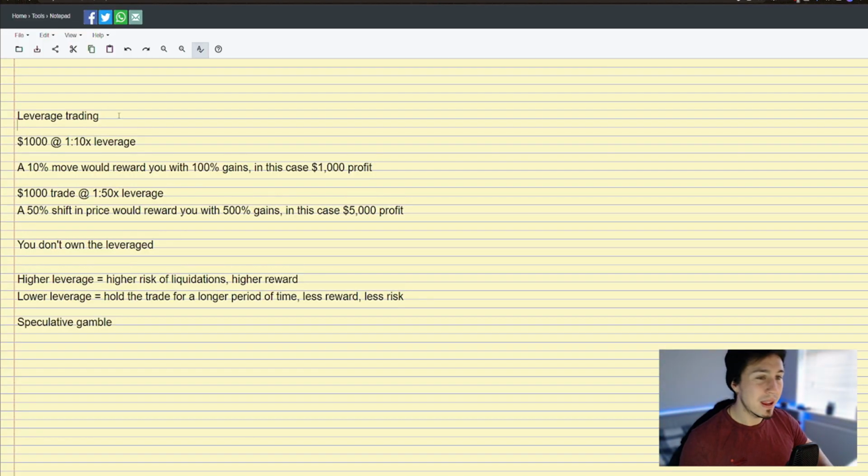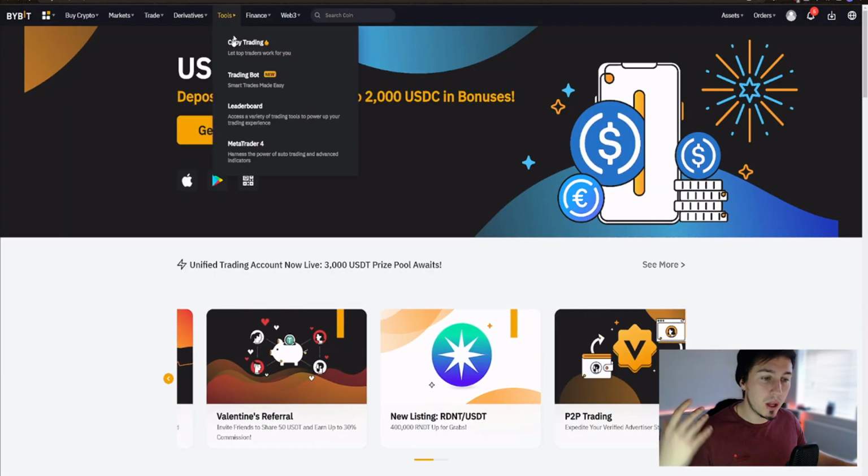Well, for example, leverage trading with $1,000 at a 10x leverage, a 10% move in the price would reward you with 100% gains. So in this case, you'd actually get $1,000 profit for that particular move, which is absolutely insane. A $1,000 trade at 50x leverage, a 10% shift in price, my bad, would reward you with 500% gains, in this case $5,000 of profit. So you don't own the leveraged. Higher leverage is effectively higher risk of liquidations, high reward.